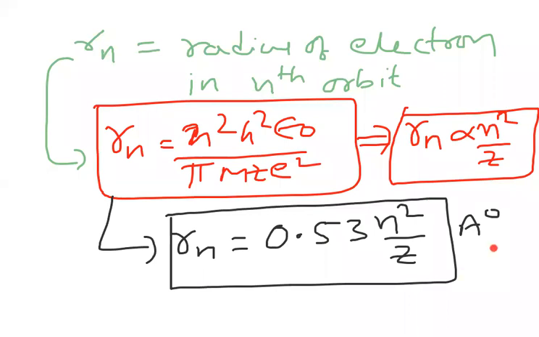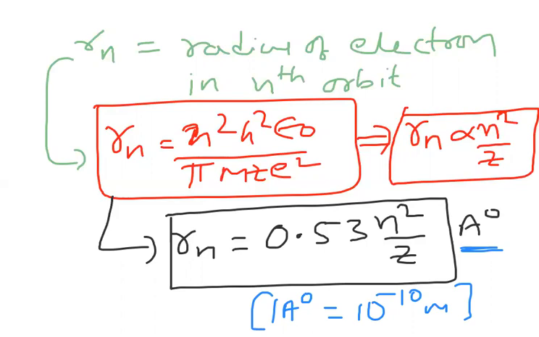Don't forget units. What units are we getting here? Angstroms. So 1 angstrom is equal to 10 power minus 10 meter. Now let us observe the next page.